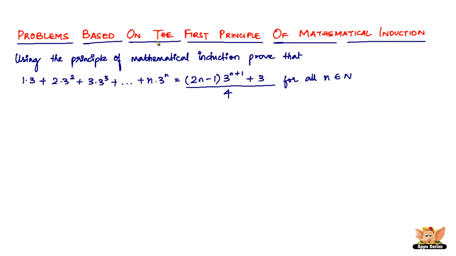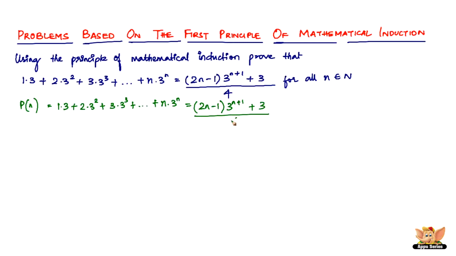Alright, so as we know, to solve the problems based on the first principle of mathematical induction, what we first do is, we say that let P of n be the statement which says 1 times 3 plus 2 times 3 square plus 3 times 3 cube plus ... plus n times 3 to the power n equals (2n minus 1) times 3 to the power of n plus 1, plus 3, the whole divided by 4, for all values of n that belongs to natural numbers. So this is how we start off.